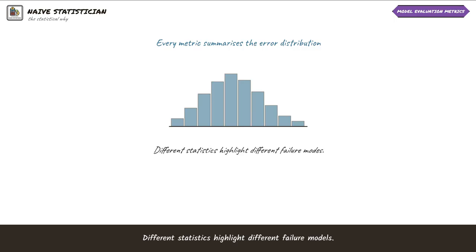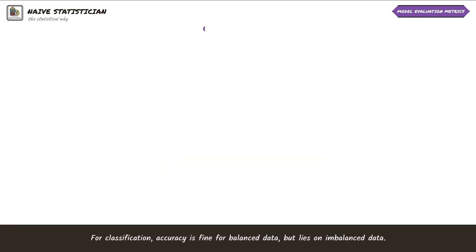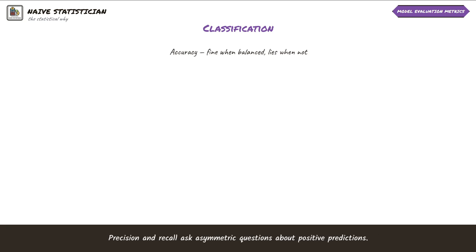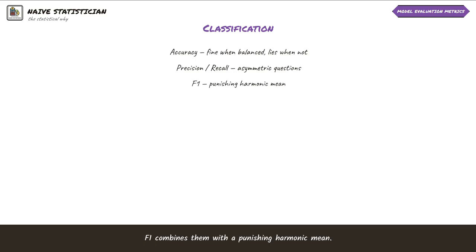Different statistics highlight different failure modes. There is no universal best metric. For classification, accuracy is fine for balanced data but lies on imbalanced data. Precision and recall ask asymmetric questions about positive predictions. F1 combines them with a punishing harmonic mean. AUC sweeps across thresholds for a single comparison-friendly number.